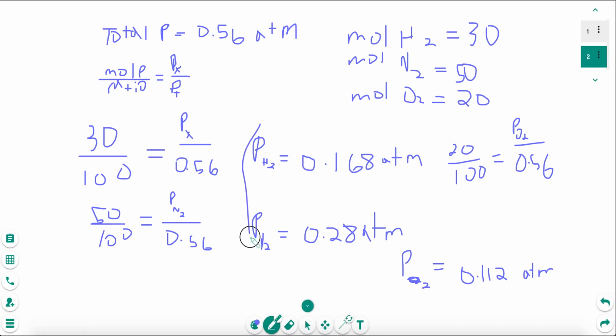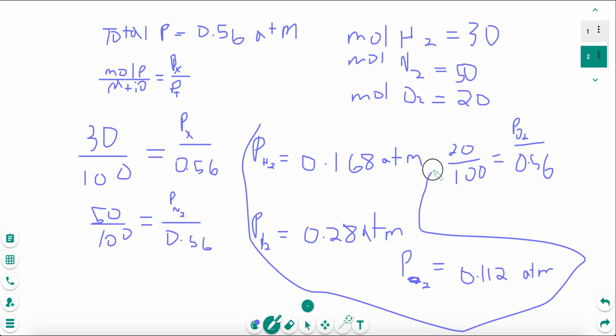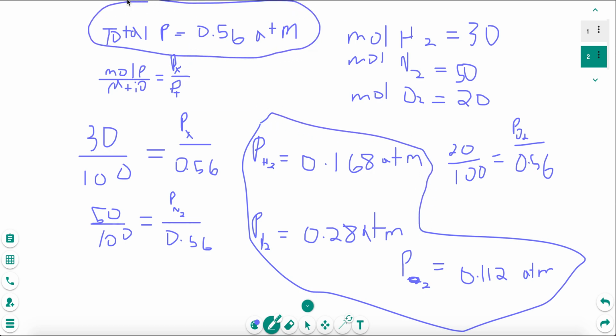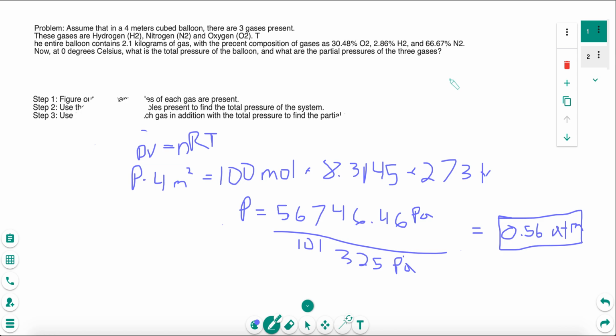So these are our partial pressures, and we also have our total pressure, which is this. So now we can double check our answers by adding up all the partial pressures and making sure they equal the total pressure. So if we do 0.168 plus 0.28 plus 0.112, we do indeed get 0.56 atmospheres. So, yep, we finished the whole problem.